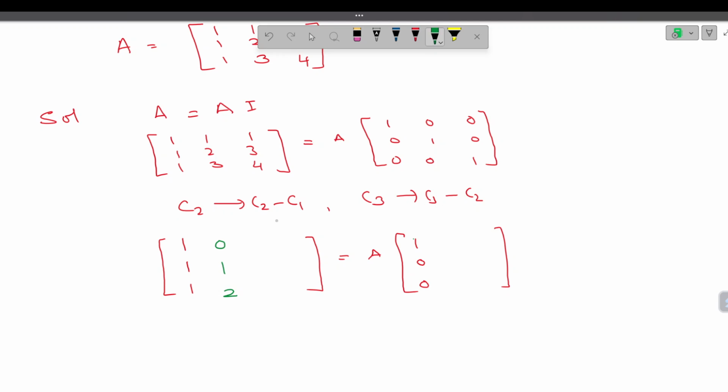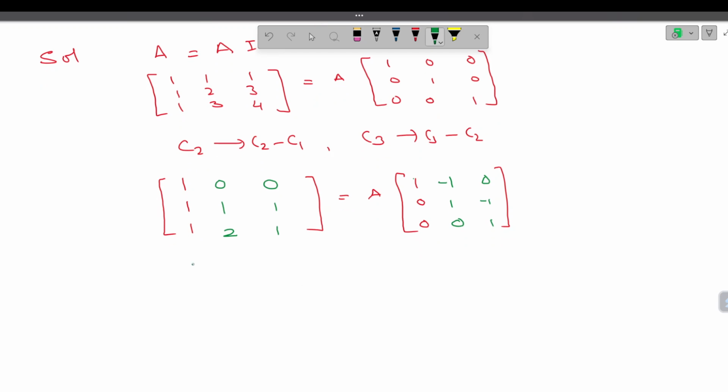First we'll complete this. C3 implies C3 minus C2. 1 minus 1 is 0, 3 minus 2 is 1, 4 minus 3 is 1. Now first C2 equal to C2 minus C1. So 0 minus 1 is minus 1, 1, 0. And this is C3 minus C2: 0 minus 1, 1.